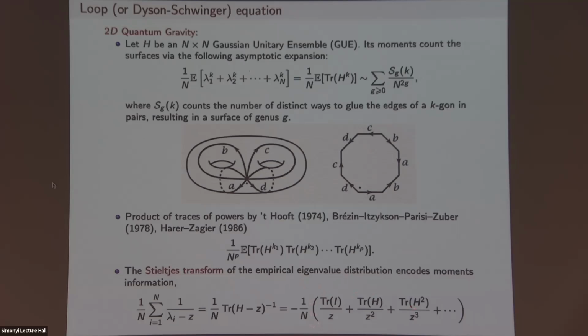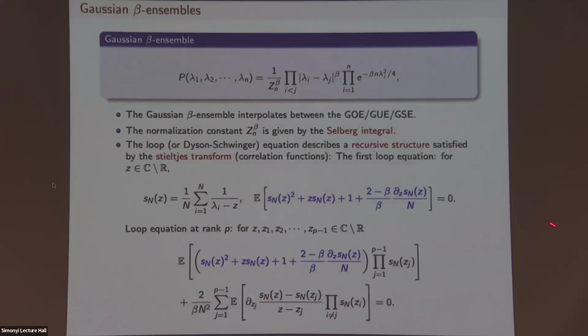There are many ways to formulate loop equations. One way is through the Stieltjes transform. The Stieltjes transform of the empirical eigenvalue distribution is just 1 over n times the sum of 1 over (lambda_i minus z). You can also get it from the Green's function, if you look at the trace of (H minus z) inverse. Formally, if you do a Taylor expansion in z when z is large, you will get those traces of moments. So you can think of the Stieltjes transform as a way to encode those moments. And if you have the 1 over n expansion of the Stieltjes transform, you will also have the 1 over n expansion of those traces of moments.